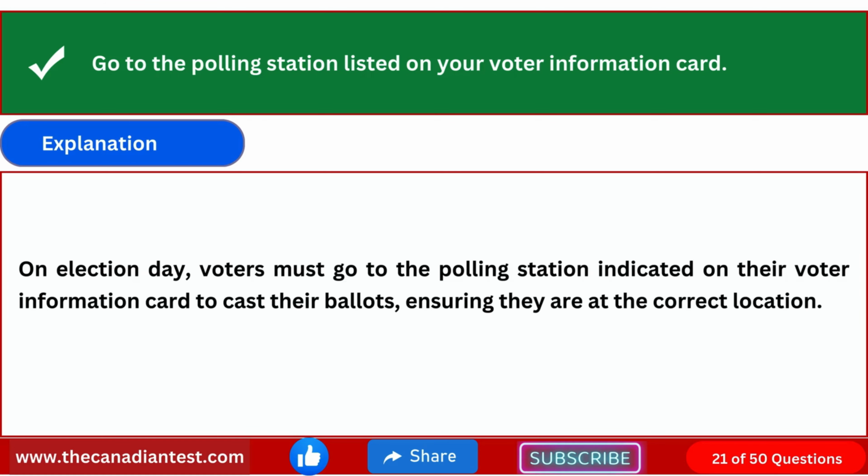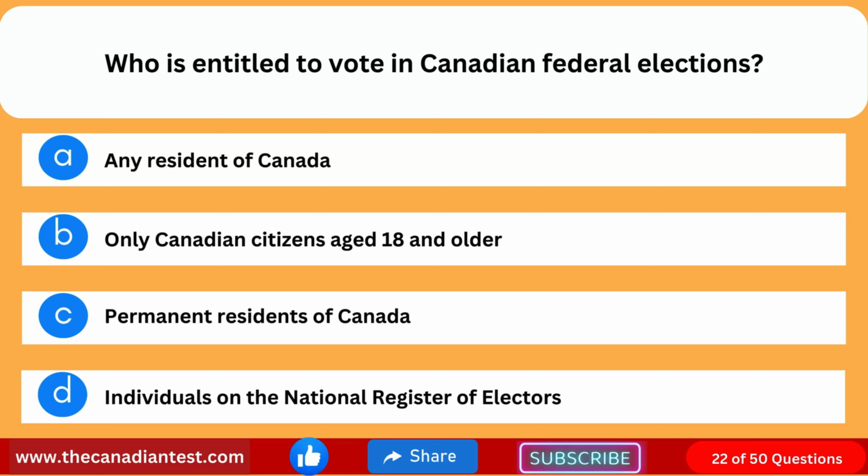Who is entitled to vote in Canadian federal elections? Option A, any resident of Canada. Option B, only Canadian citizens aged 18 and older. Option C, permanent residents of Canada. Option D, individuals on the National Register of Electors.